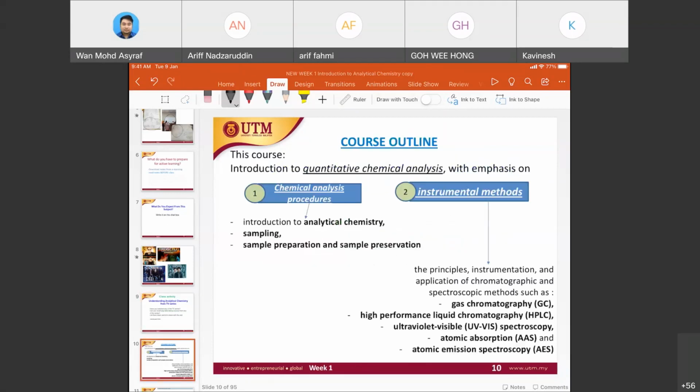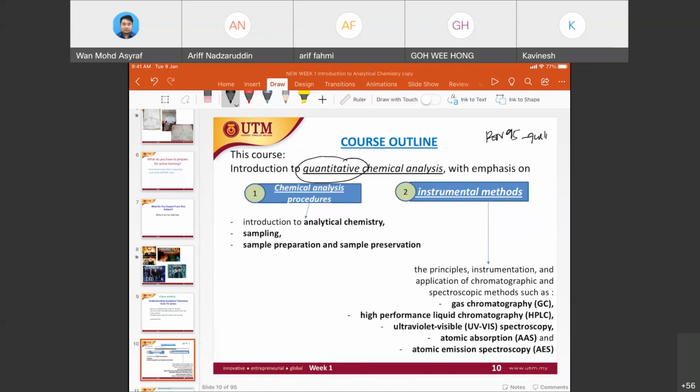Okay, so the course outline. Okay, now kita akan masuk dalam course ni. Alright, introduction to quantitative chemical analysis with emphasis on. So now I want you to really understand in terms of quantitative analysis. Quantitative means that you would need to give some kind of number to it. Okay, contohnya dalam kes minyak tadi, you will say, oh, this is RON 95.